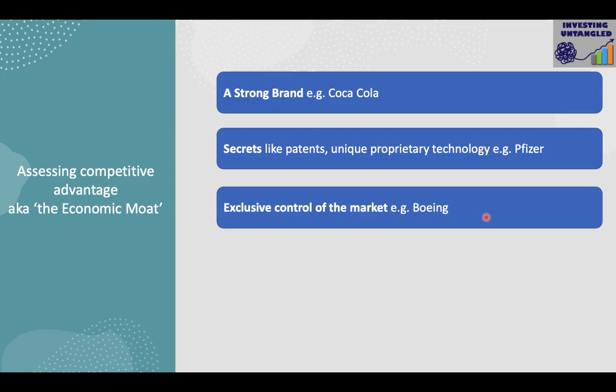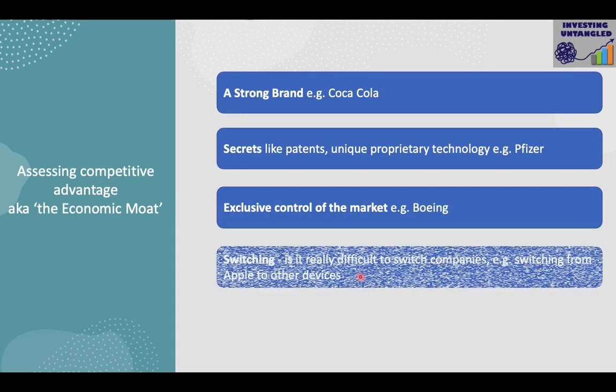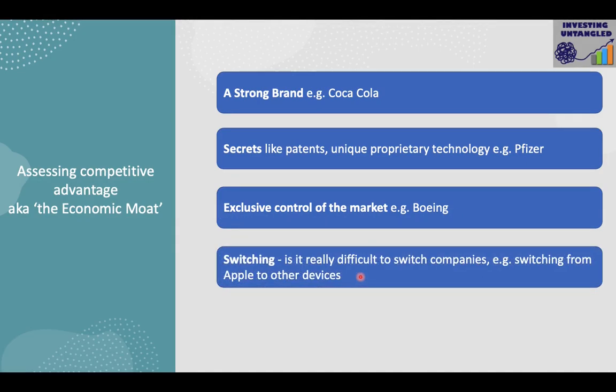So they don't really have any other competition from anywhere else, and it's very hard to compete with a company like that, which has exclusive control of the market. So the next indicator is switching. What that means is that a company protects its business by making it very hard to switch from its brand.